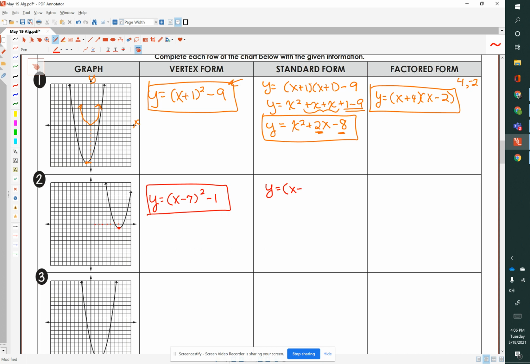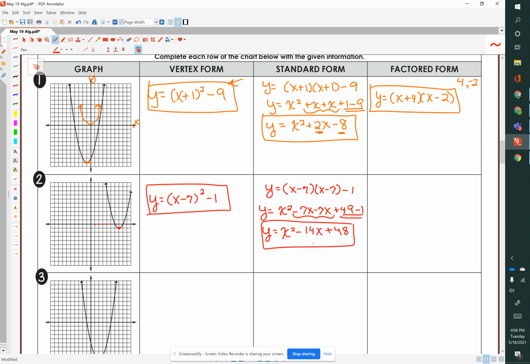So y equals x minus 7 times x minus 7, minus 1. You'll get real good at FOILing. That gives us y equals x squared minus 7x minus 7x plus 49, minus that 1. First we'll combine the middle terms, so we have x squared minus 14x, and then we'll combine the constants, which is positive 48, and that is our final answer.